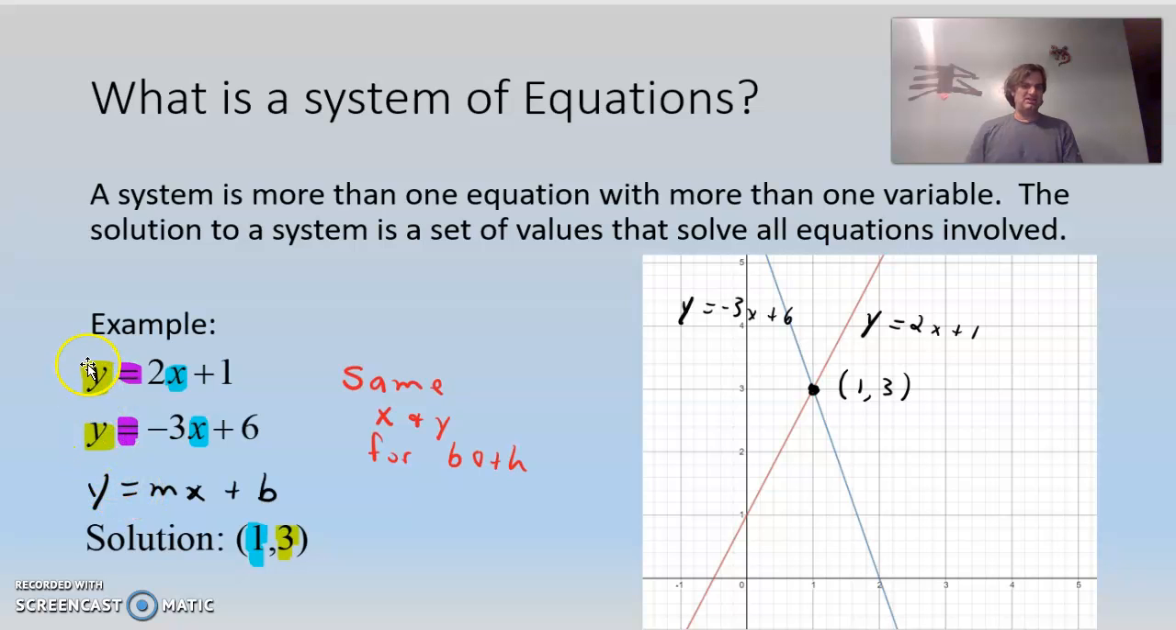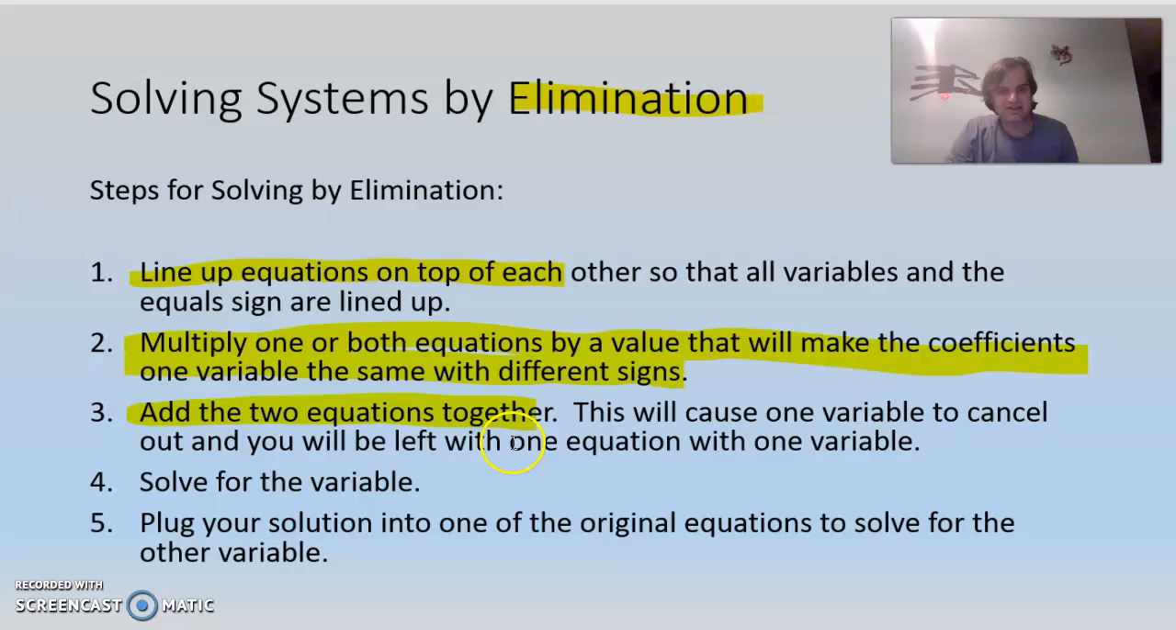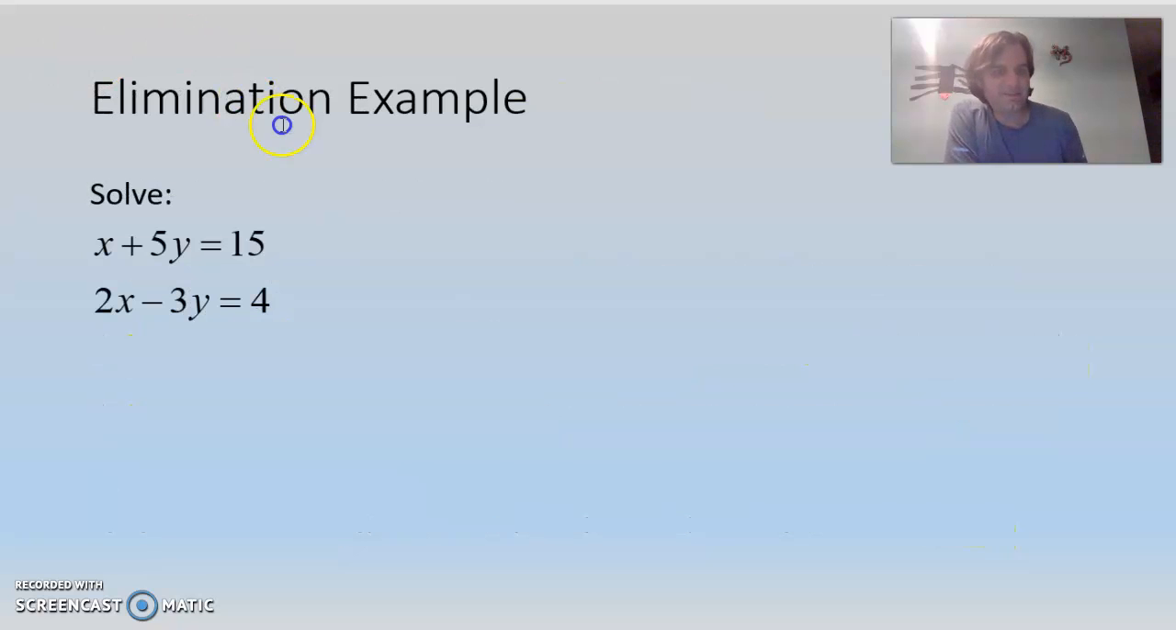So we're going to try and get coefficients in front of one of the variables. It could be y or it could be x, so that when we add them together they cancel out. So they need to be the same coefficient but with different signs. After we add them together, there will only be one variable. We'll solve for that variable, and then we've got to plug it in and solve for the other variable. Okay, so keep these close by. Let's go to an example.